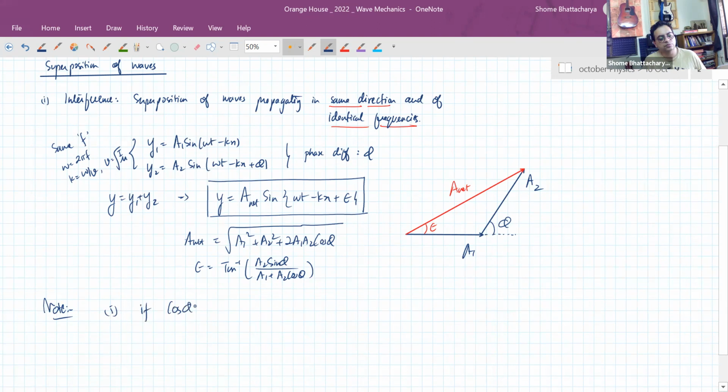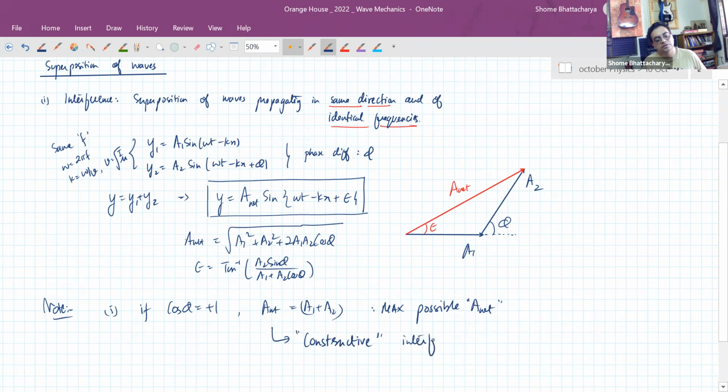If cos phi is equal to plus 1, then the net amplitude becomes A1 plus A2. This is the maximum possible net amplitude. This situation is called constructive interference, and it happens when cos phi is equal to plus 1, which means that phi should be either 0, plus minus 2 pi, plus minus 4 pi, or in general an integer multiple of 2 pi. Just make a quick note of the definition of constructive interference.